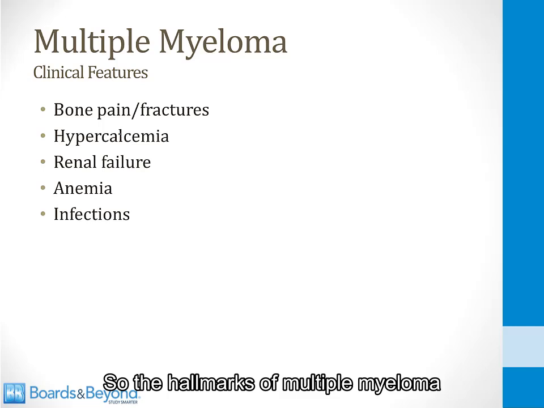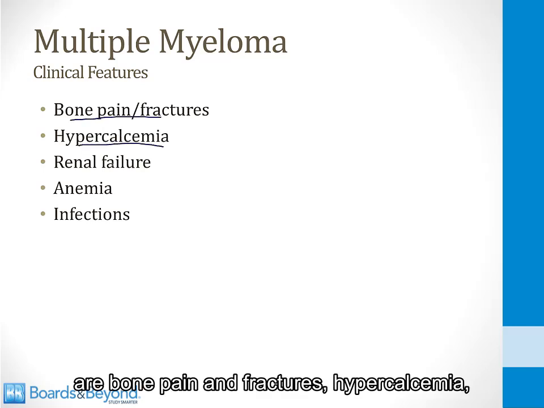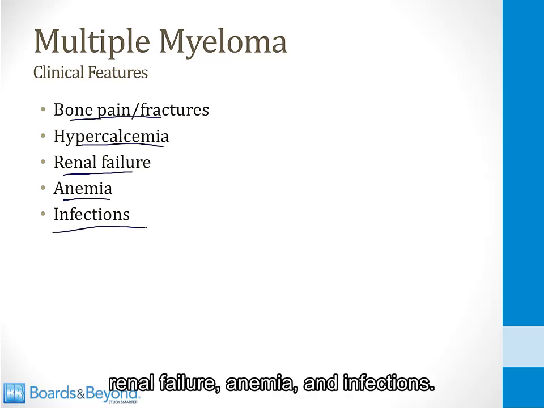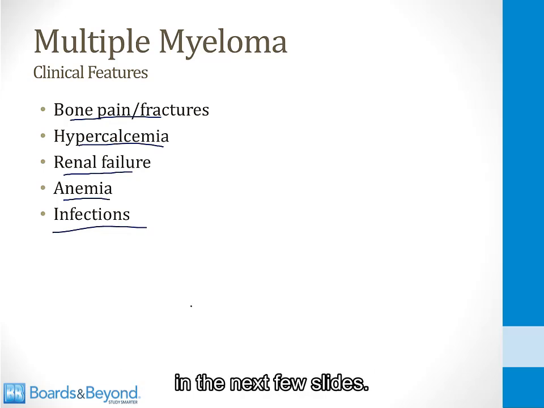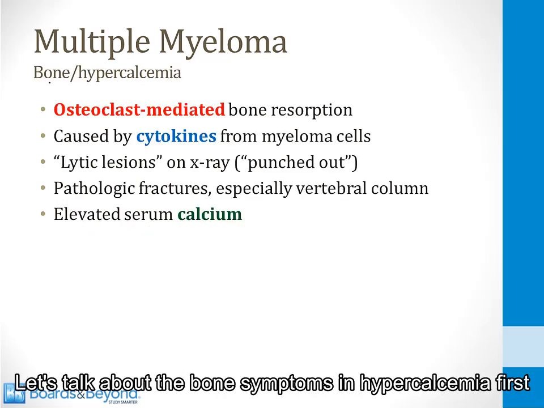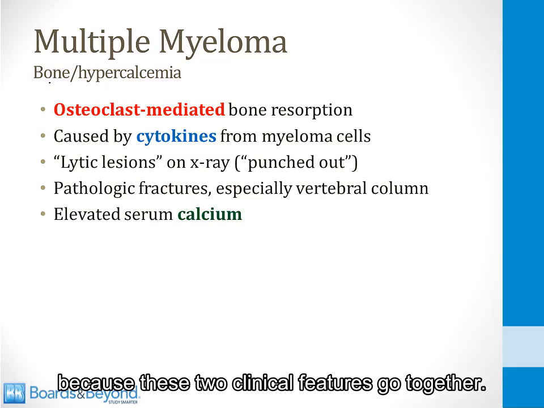So the hallmarks of multiple myeloma are bone pain and fractures, hypercalcemia, renal failure, anemia, and infections, and we'll talk about all five of these in the next few slides. Let's talk about the bone symptoms and hypercalcemia first, because these two clinical features go together.